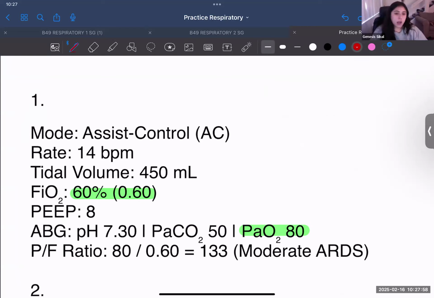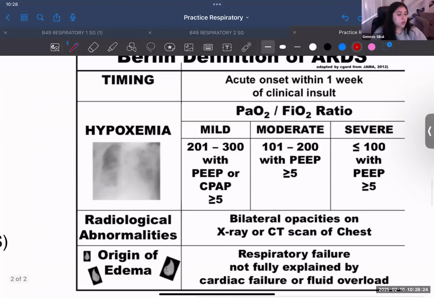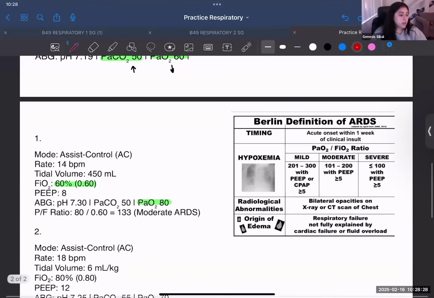And again, if you're not aware how to do that, just take the percentage and make it into a decimal. It's pretty much going to be the percentage because it's out of 100, right? So 0.60 equals 60%, 70% equals 0.70, so on and so forth. Then you just divide it, right? So you divide the 80 by 0.60, and then you look at the level. What's 133? Okay, so if you go in here, 101 to 200, that's moderate, right? And the rest of them follow it.